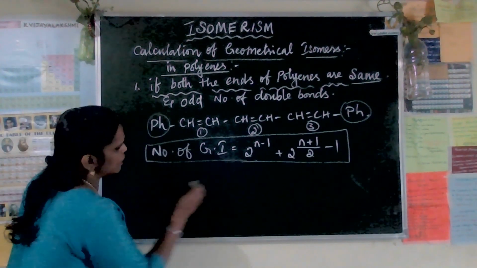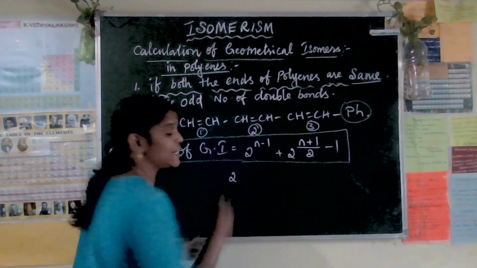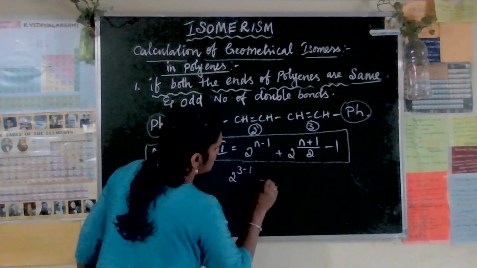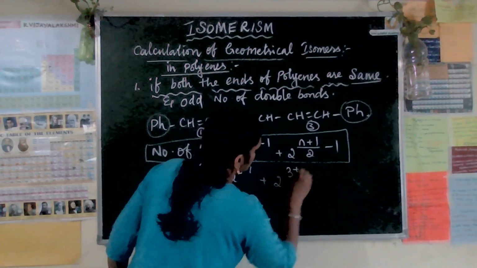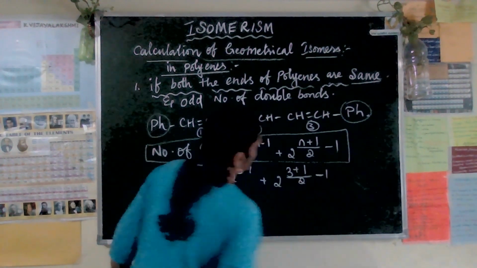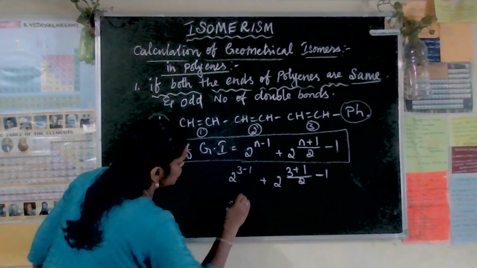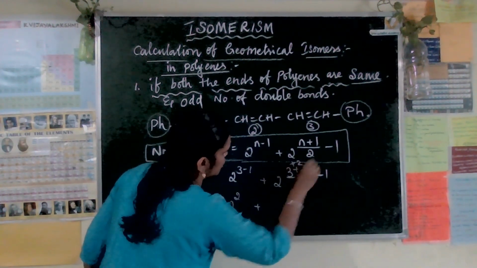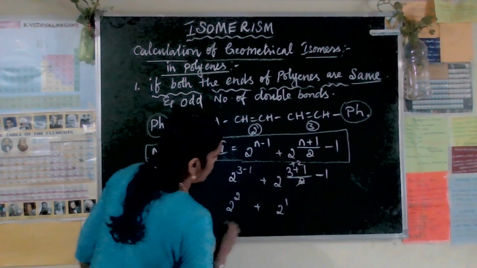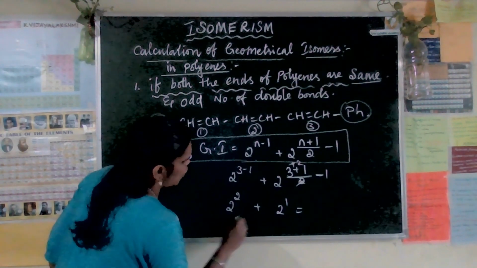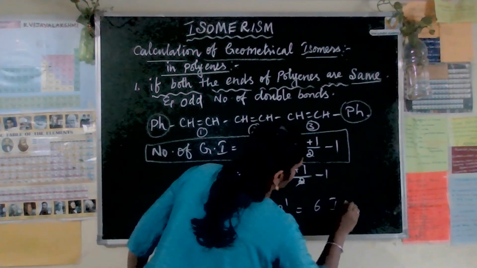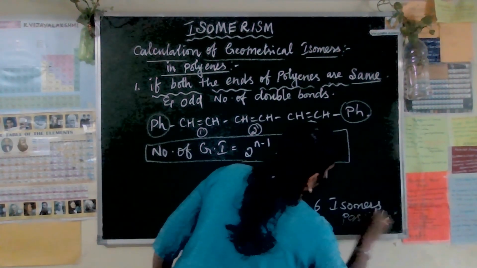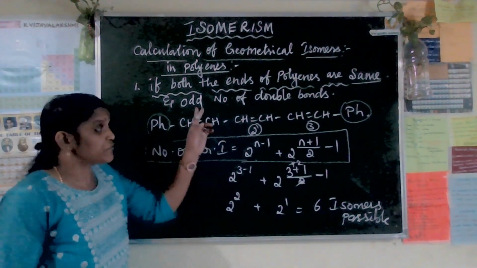Yes. Okay, let us go for it. Here now 2 to the power of n. N is the number of double bonds, here 3. 1, 2, 3 only. So 2 to the power of 3 minus 1 plus 2 to the power of (3 plus 1)/2 minus 1. Okay, now here 2 to the power of 2 plus, here 4. 4 means here 2. 2 minus 1, 1. So that means here 4. 4 plus 2, 6 isomers. 6 isomers are possible. These are the geometrical isomers of this compound.